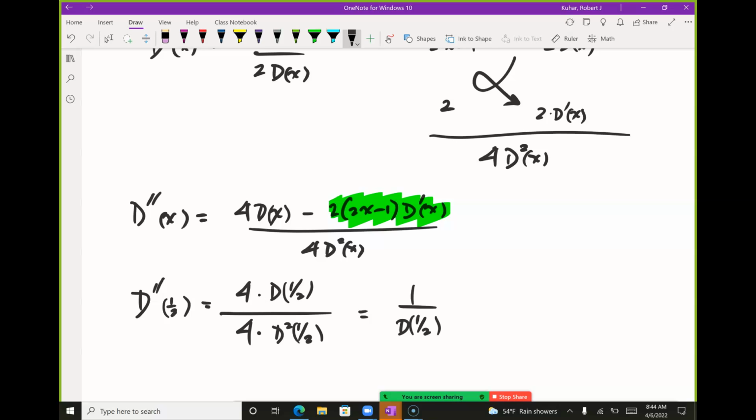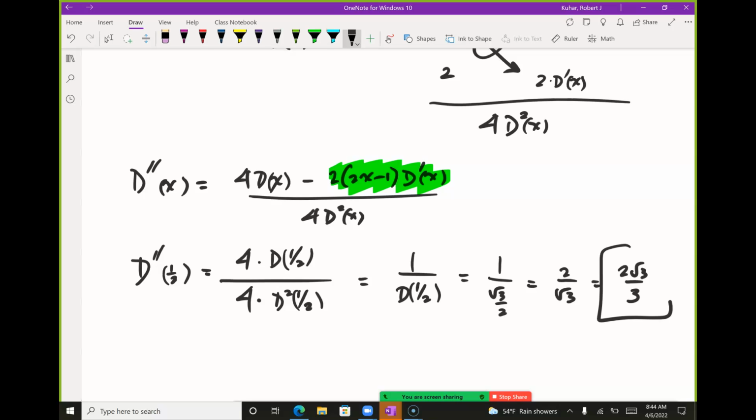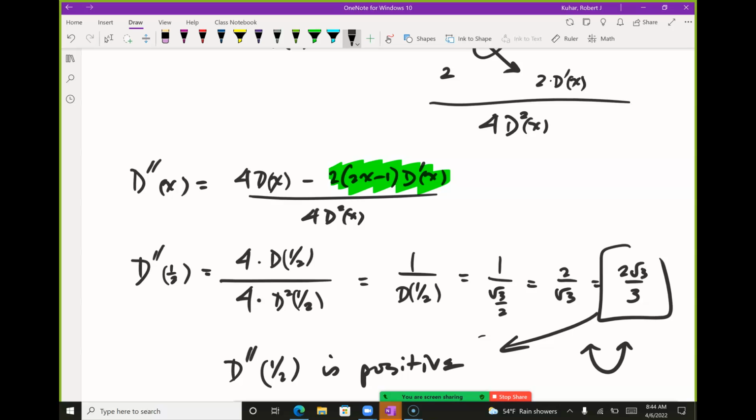But the distance is always positive, so this is positive. I could write in the distance, square root of 3 over 2, so it's 2 over square root of 3, or 2 rad 3 over 3. But either way, it's positive. Positive people smile, so I'm talking about a minimum here.